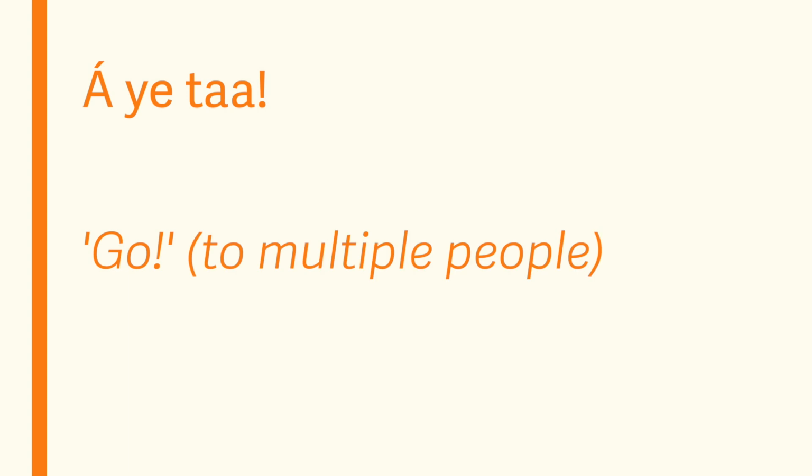So if we take a sentence like ta, meaning go as a command, and we wanted to use it in the plural with multiple people, we would now say aita, meaning go, but to multiple people. So we have a, meaning you all. Then we have our special function word, ye, and then we have ta. Aita. Note that I've put a high tone mark on the word a.